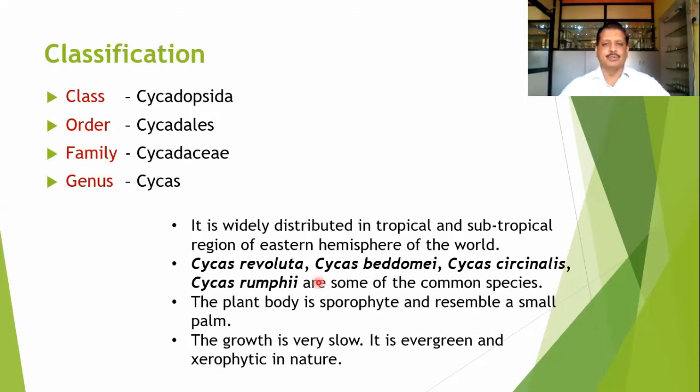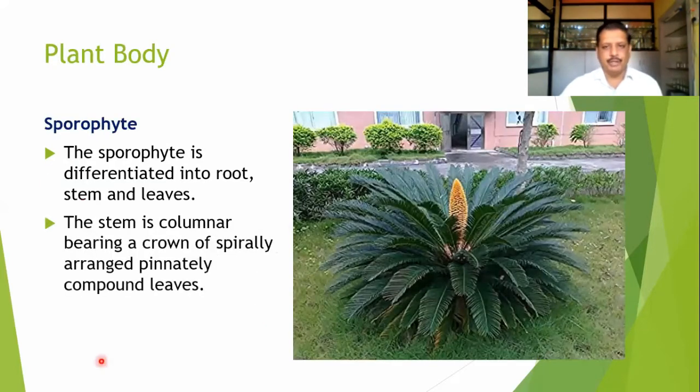It is widely distributed in the tropical and subtropical regions of the eastern hemisphere of the world. The growth is very slow and it is evergreen and xerophytic in nature. The plant body of Cycas is known as the sporophytic plant body, and this sporophyte can be differentiated into root, stem and leaves. Here you can observe all these pinnately compound leaves. Below that there is a columnar stem which is surrounded by the crown of these pinnately compound leaves.